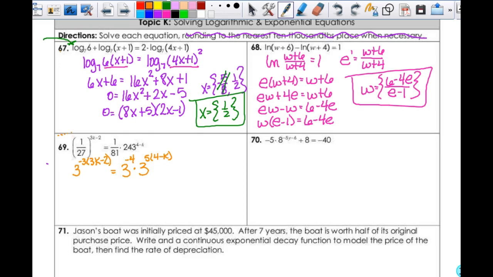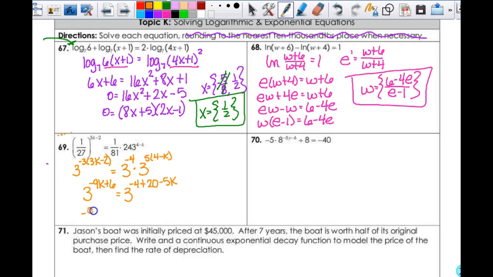So I can go ahead and rewrite the left-hand side and I'll distribute as I do that. So I have 3 to the negative 9k plus 6 power equals, and when I multiply exponentials with the same base, I add the exponents. So the base 3 would be negative 4 plus, and I'll distribute here, this is 20 minus 5k. So now I have a single base on either side. Now I can apply the one-to-one property, and I can take this information out of the exponents. I can simplify as I do that.